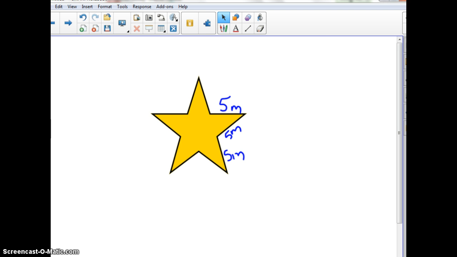You're going to switch your iPad with someone else in your pod. Make sure it's on slide number 1 because we don't want them to see the answer. We want them to figure out the answer and check themselves on slide 2. Go.